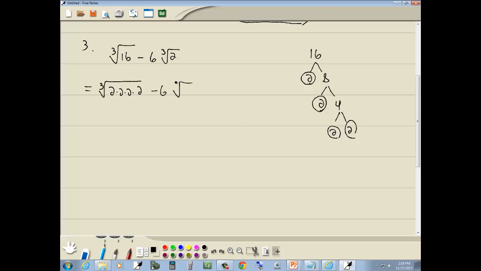Minus 6 cube root of 2. Now our index is 3. If your index is 3, you're looking for a set of 3 of something. Here are three 2's, so those three 2's come out in front as a single 2. So I have 2 cube root of 2 minus 6 cube root of 2. Now that I've simplified the radicals, you notice these radicals are the same, so I can add or subtract the numbers out in front. In this case, 2 minus 6 gives us negative 4 cube root of 2. And that's our answer.